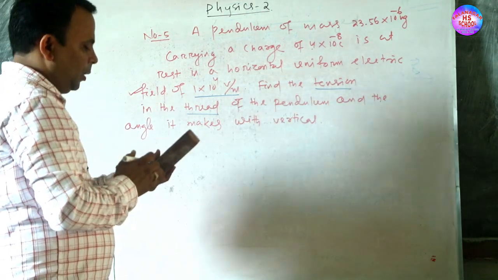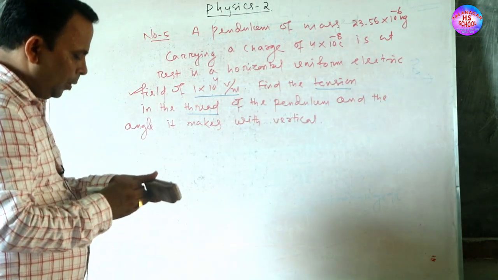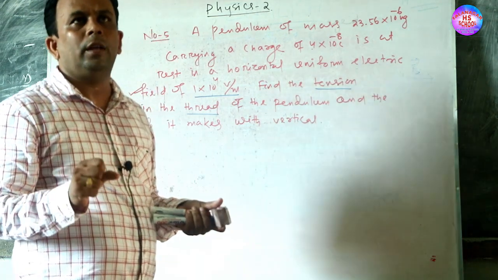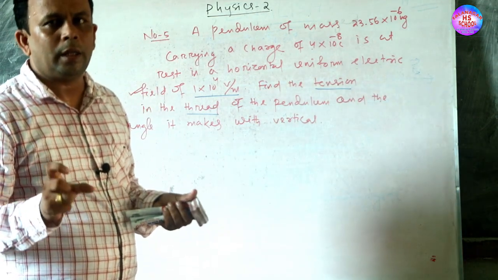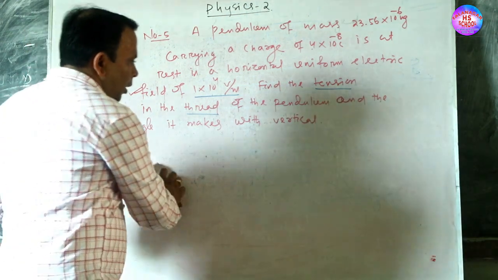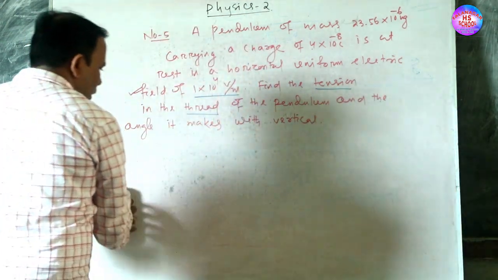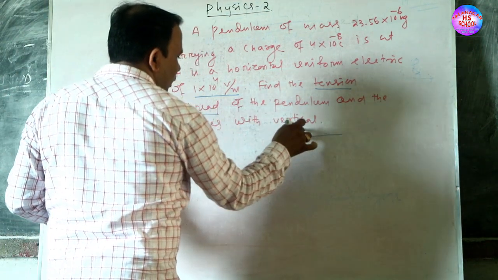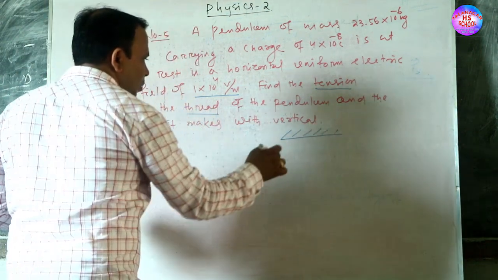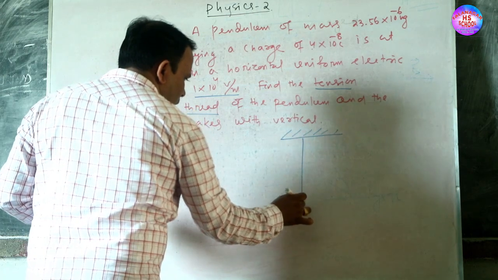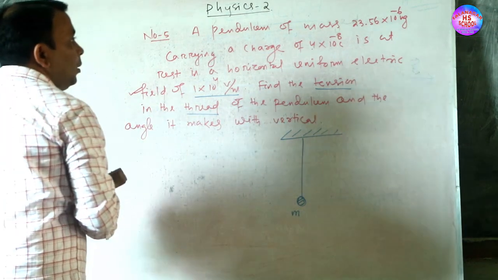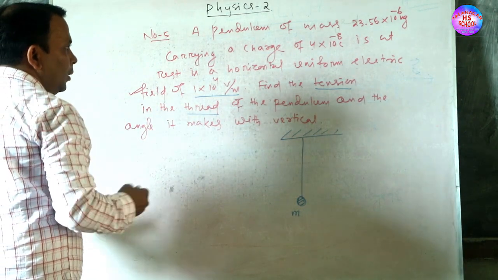Pendulum, you know, pendulum means simple pendulum, a metallic bob suspended by a rigid support by means of an inextensible, inelastic and weightless string. So now I may consider a pendulum. This is the rigid support.